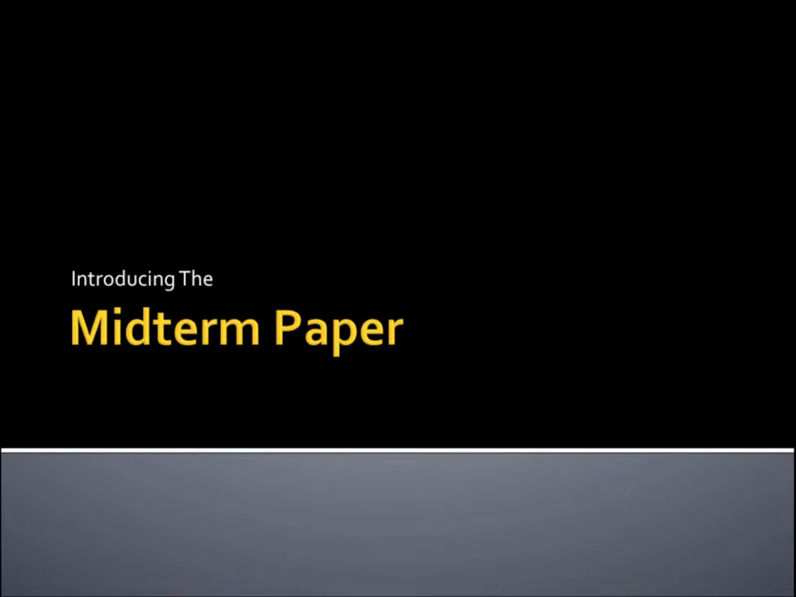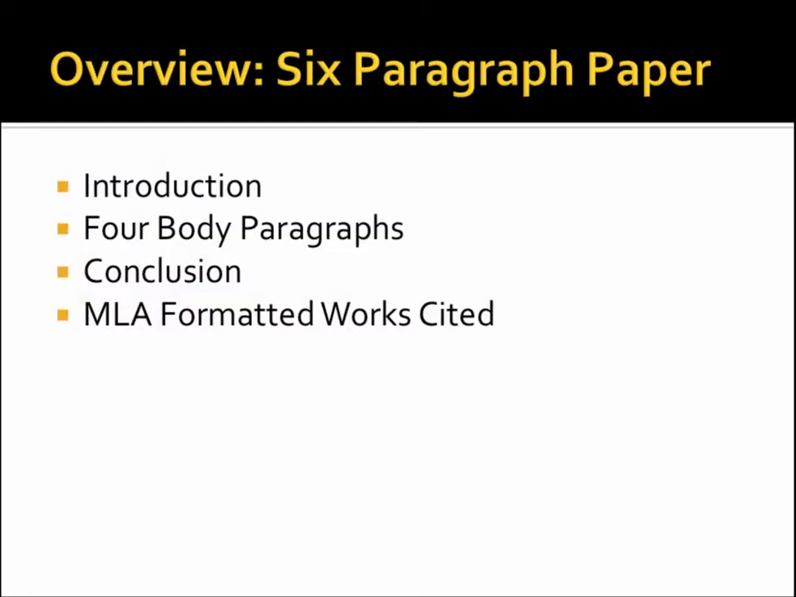Hi humanities students, in this video I want to briefly introduce you to our midterm paper project. It's going to be a 6-paragraph paper organized around one cultural tension that you'll choose from our cultural tension list. So for example, I might choose traditional subordination and ideals of female equality.